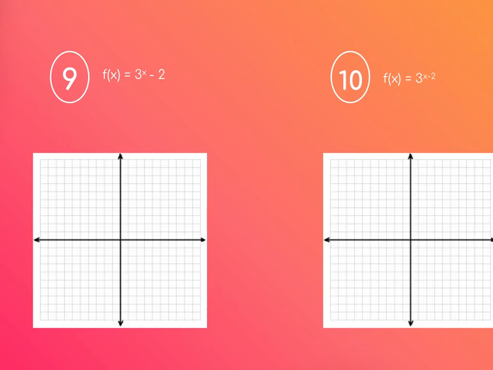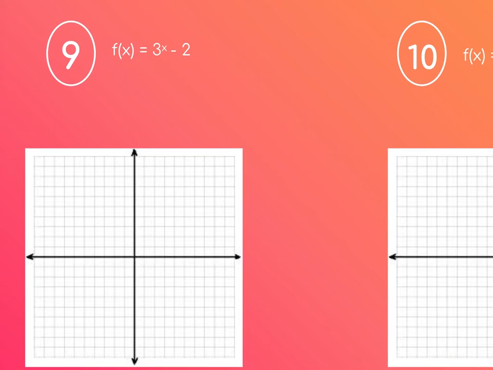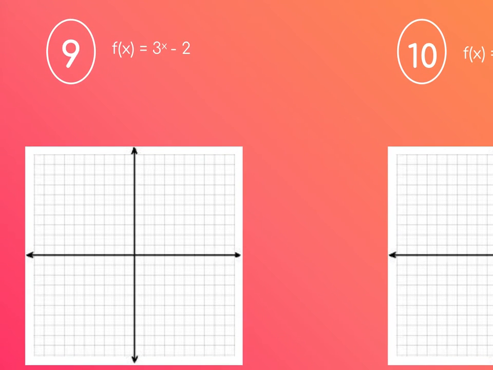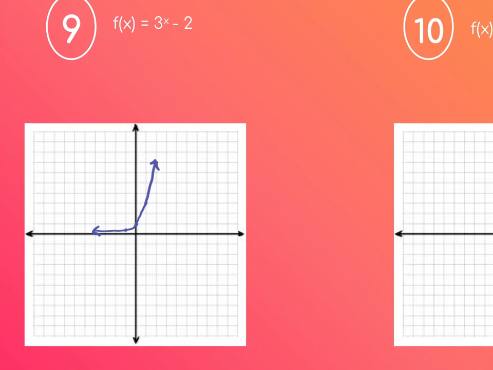All right, so before we even start to plot these, what do I know about this graph? It's a shift down 2 places. So we have already graphed 3 to the x. Our coordinate points were 1/3, 1, and 3. So I could literally take that graph, if I already had it, and shift everything down 2 places.